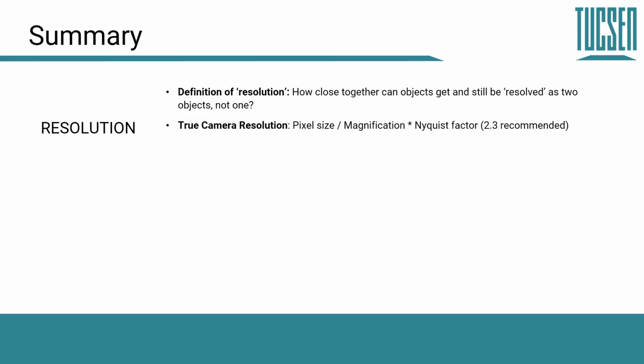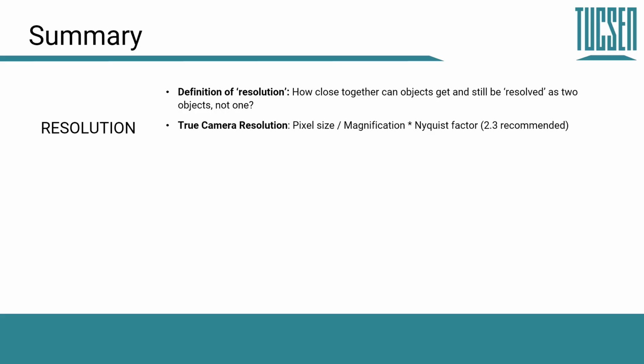So, in summary, first of all, we looked at resolution, and we defined resolution as how close together can objects get and still be resolved as two objects and not one. This is our sort of true definition of resolution.